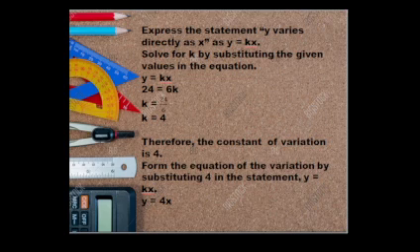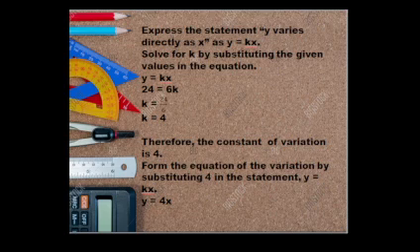So we have our equation 24 equals 6k. And we need to solve for k, so we will divide 6 on both sides. So 24 divided by 6 and 6k divided by 6. So we have k is equal to 24 divided by 6, which is 4. So our k, or the constant of variation, is 4. So therefore, again, the constant of variation is 4.